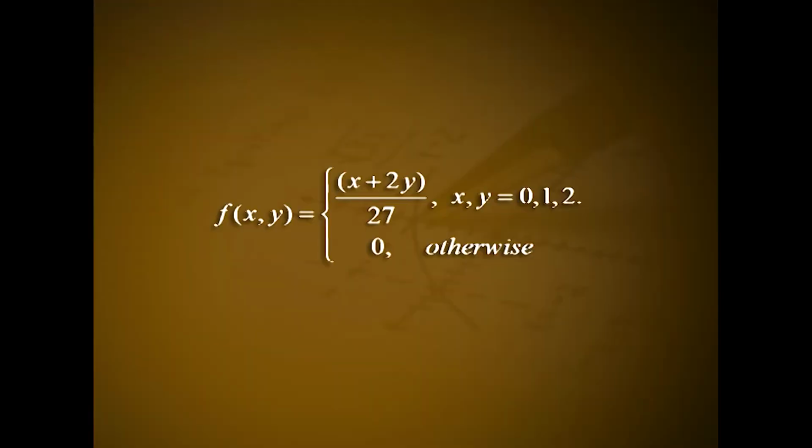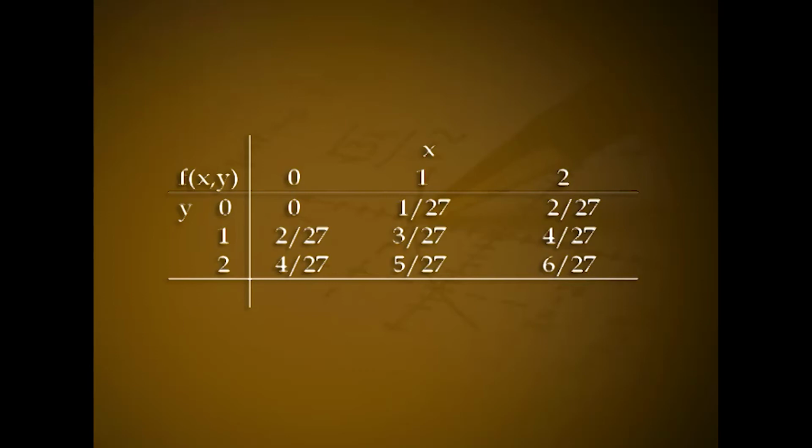Problem 1. Let x and y be two discrete random variables with joint probability distribution f of xy equal to x plus 2y divided by 27 for x, y equal to 0, 1, 2, and f of xy equal to 0 otherwise. Find the probability distribution of the random variable z equal to x plus y. Solution. In tabular form, the joint distribution of f of xy is as follows.